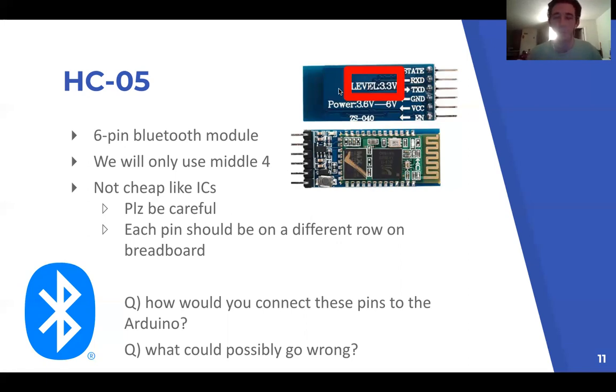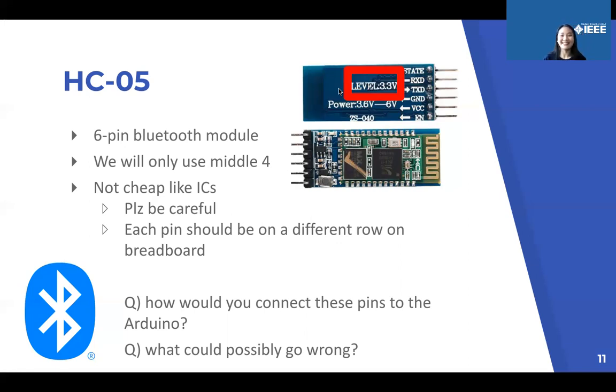Does anyone know a way how we would do that? So basically, Arduino pins operate on 5 volt logic levels, which means if you do a high output on the Arduino, you get 5 volts. But that's too much for the HC-05 over here. Receiving 5 volts on its RX pin could possibly damage the module.